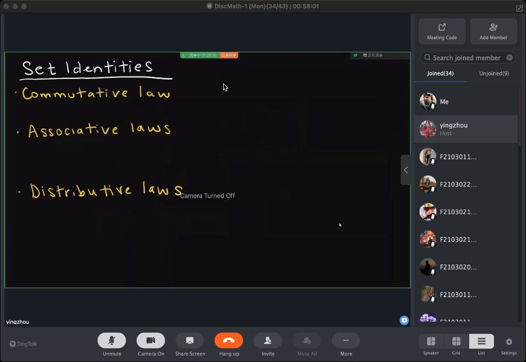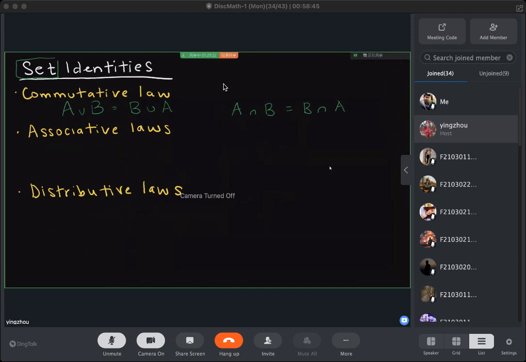And a few more laws that should be super familiar, because you probably started learning about these in middle school: commutative, associative, and distributive. We are now talking about them in terms of sets. The commutative law says I can take the union of two sets in either order and get the same result. So A union B equals B union A. Similarly, A intersect B is the same set as B intersect A.